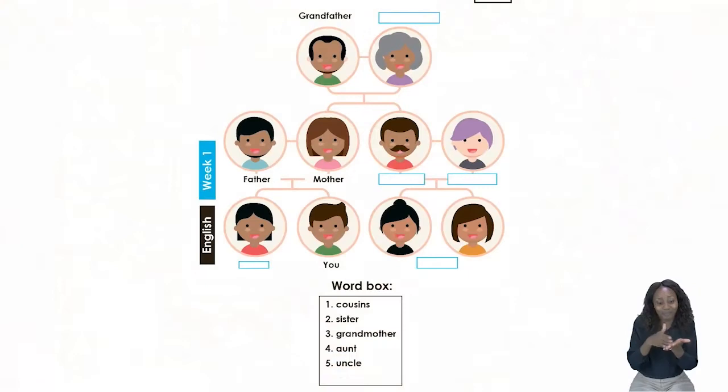Now let us go back to our exercise on page 6. You can see that we have some missing family members here, and it is your job to fill in the name of the missing family members. Remember, take your time, try to think who they are to you, and you will get your answer. Have fun and enjoy yourself.